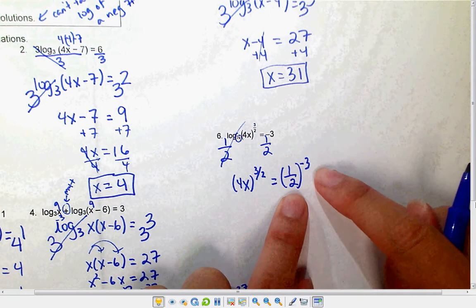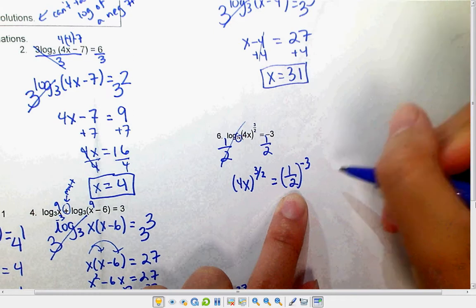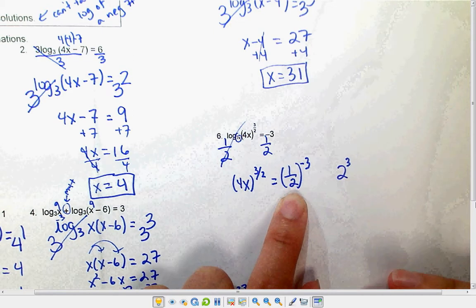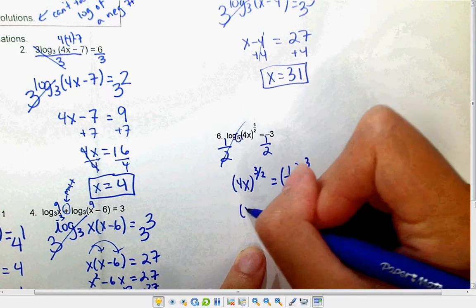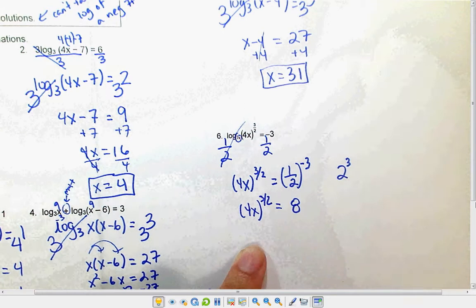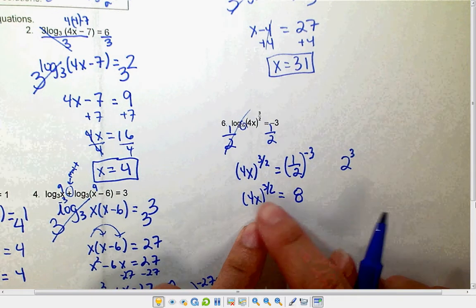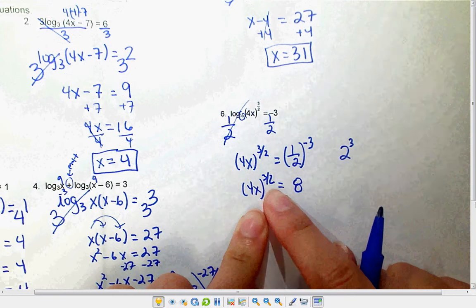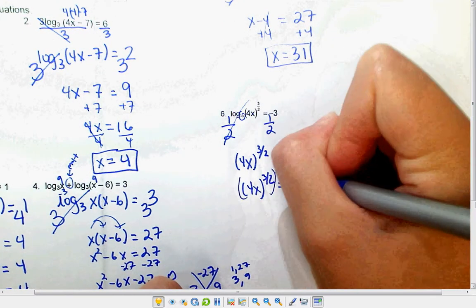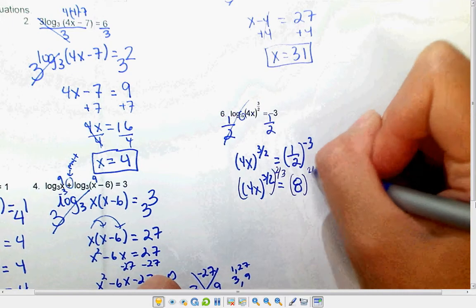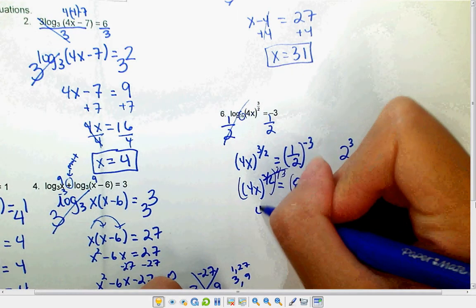And I can actually evaluate 1/2 to the negative 3. First of all, it's a negative number in my exponent, which means I'm going to flip it. So this is actually the same thing as 2 to the power of 3. And what is 2 to the power of 3? It's 8. So 4x to the 3 over 2 equals 8. And we've done problems like this before when we're trying to undo this 3 over 2. How do we get rid of this exponent 3 over 2? We're going to raise it to the reciprocal, 2/3, because these now cancel each other out to give you 4x.